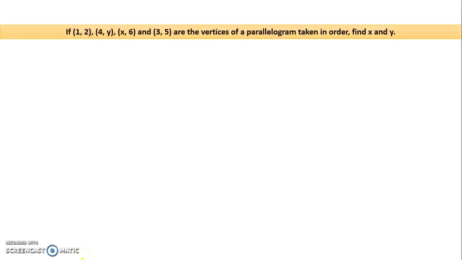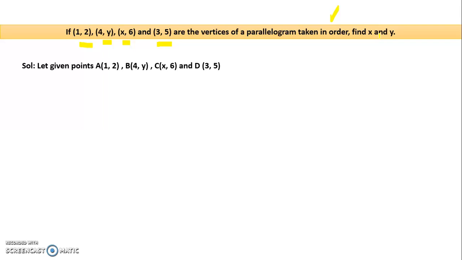Coming to the exercise problem: if (1, 2), (4, y), (x, 6) and (3, 5) are the vertices of a parallelogram taken in order, find the value of x and y. Already we discussed the properties of a parallelogram. One property is that the diagonals bisect each other. That concept we are using here. Bisecting in the sense the midpoints of the diagonals coincide with each other.